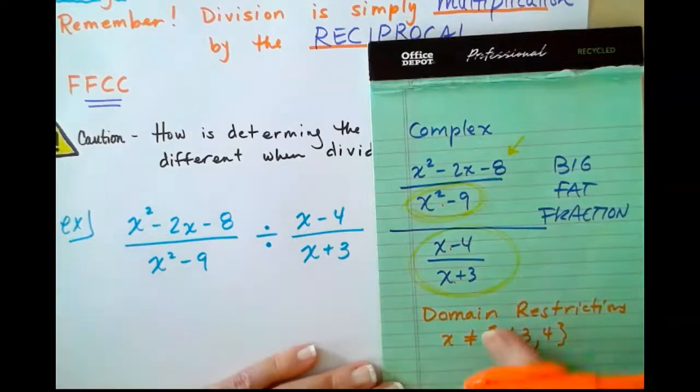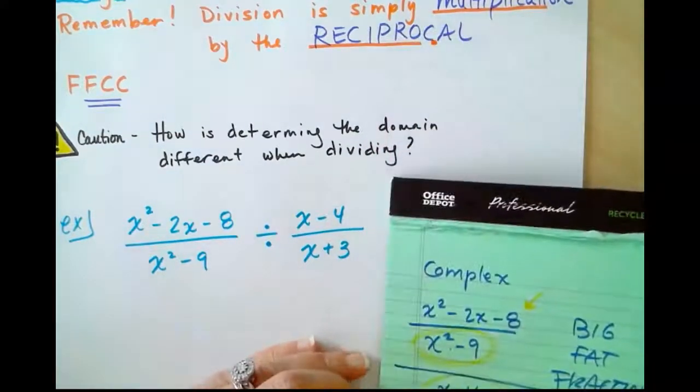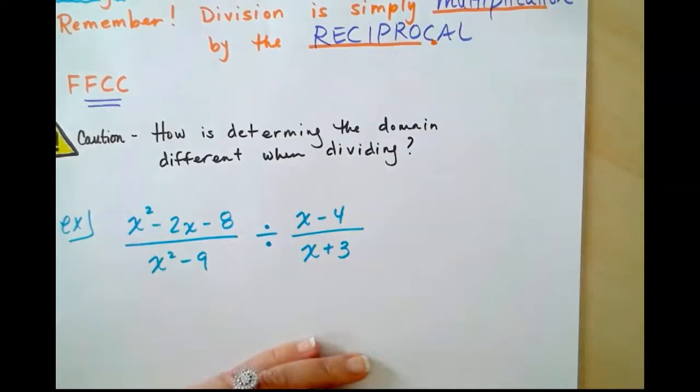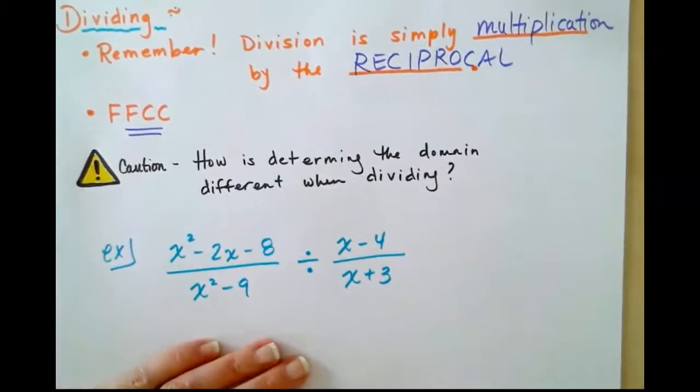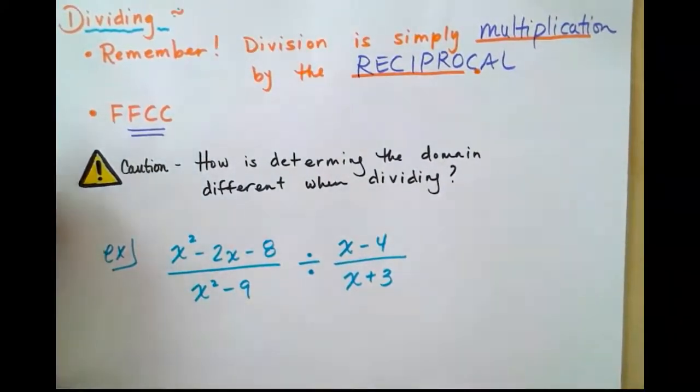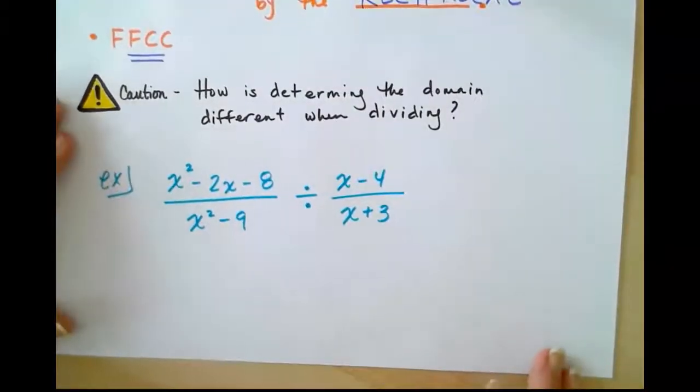So big fat fraction. That is how determining the domain is different when we're dividing. We have to consider everything that could be in the spot of the denominator. Okay, so let's take a close look at this problem.